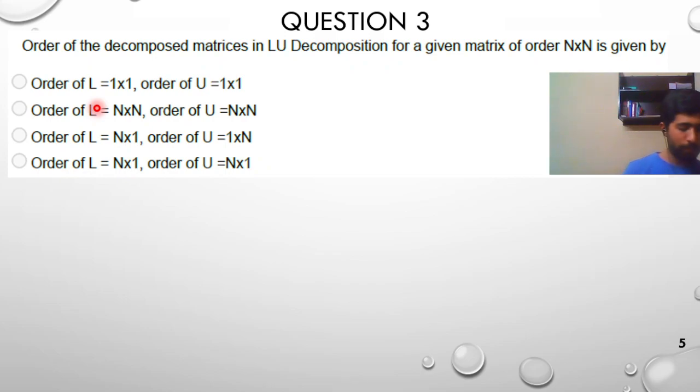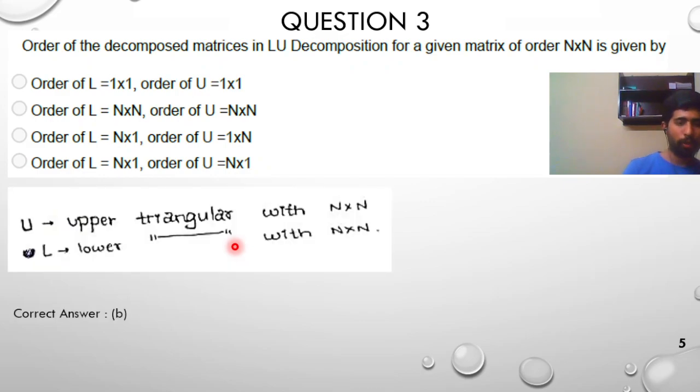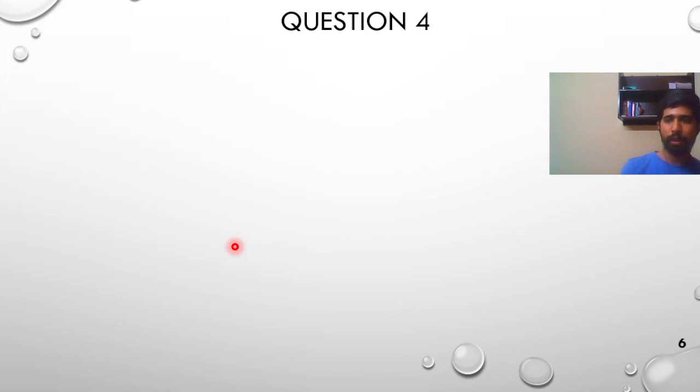Yeah, it should be the same, right? It's still in matrix form. We have not converted it into a 1D array or something. So they will still be of the same order, n cross n and n cross n only. So B should be the correct answer, as you have rightly written on the chat box.